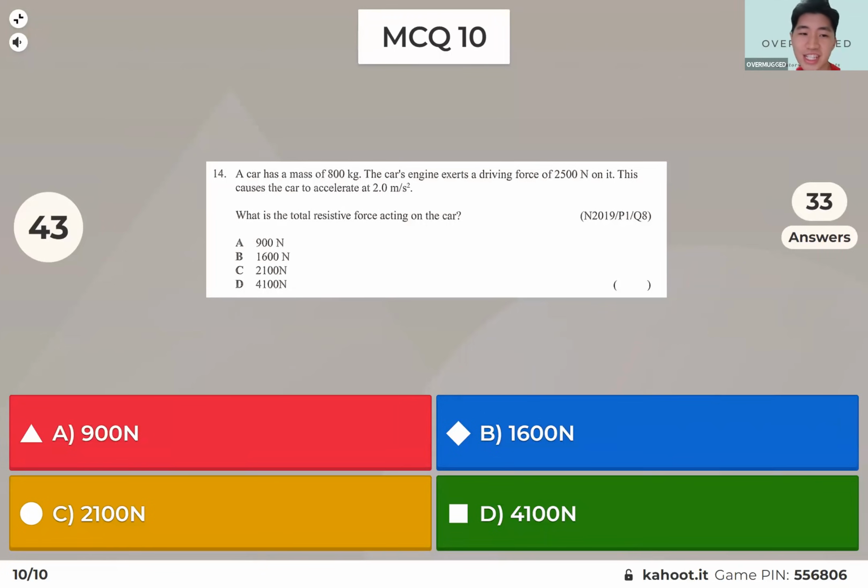We went through this question just now. RF equals MA. Then you need to know resultant force is driving force minus friction. So were you paying attention? If so, can do the question quite easily.